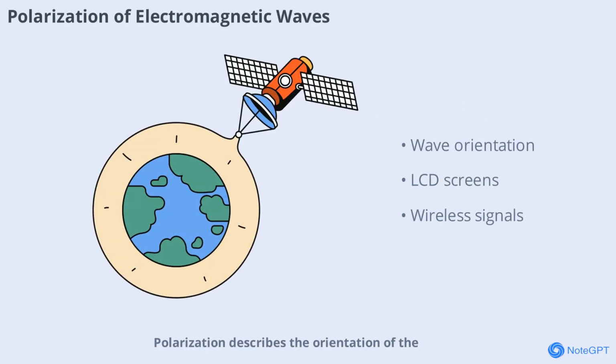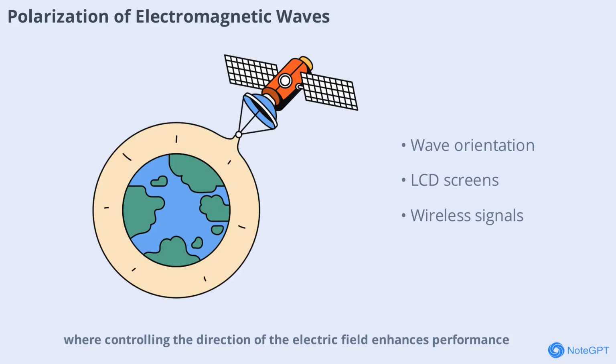Polarization describes the orientation of the electric field in an electromagnetic wave. Maxwell's equations explain how polarization arises and how it can be manipulated. Polarization is important in technologies like sunglasses, LCD screens, and wireless communication, where controlling the direction of the electric field enhances performance.